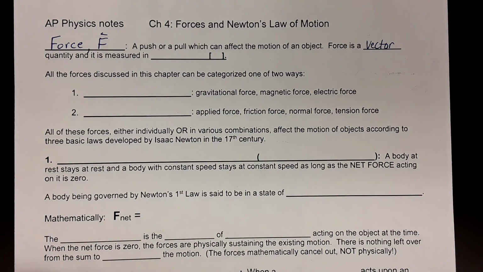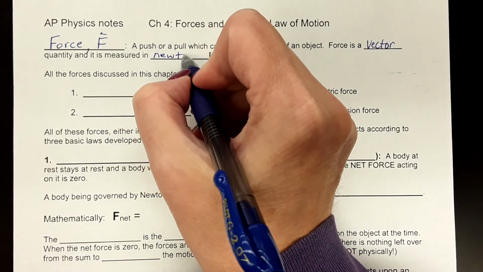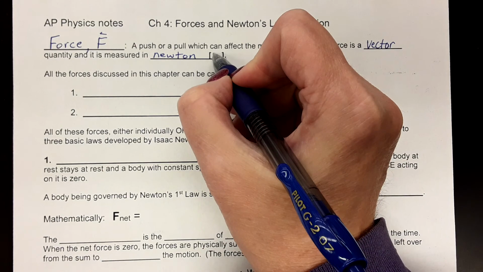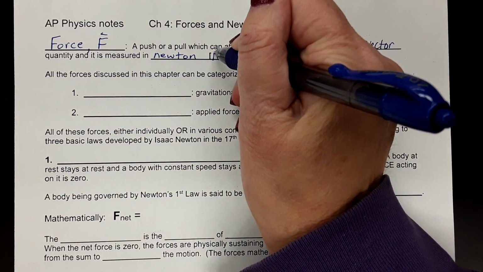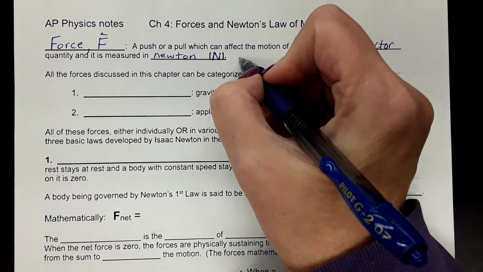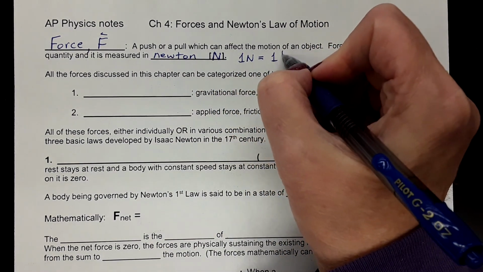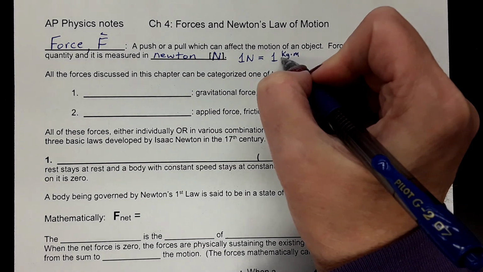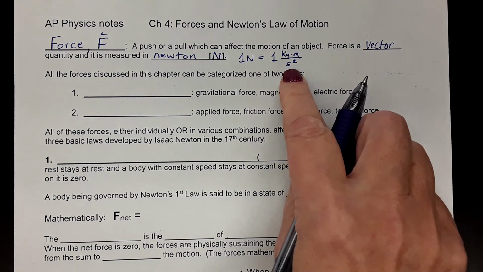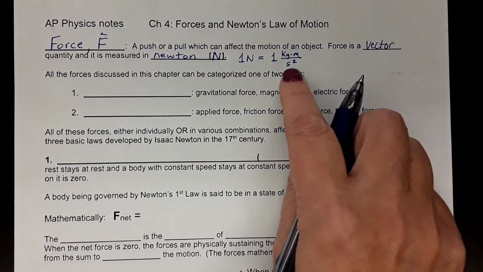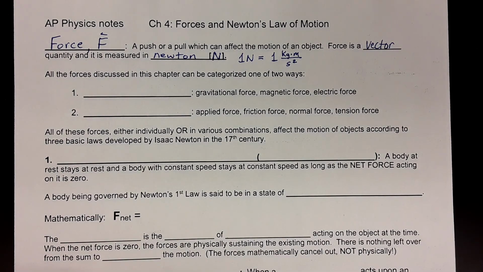Now, the unit of measure for force is the Newton, named for, obviously, Sir Isaac Newton. We use a capital N at the end of the measurement, and it is a derived unit. In fact, 1 Newton of force is equivalent to 1 kilogram times meter divided by second squared. This is the combination of base SI units that the Newton is made up of.